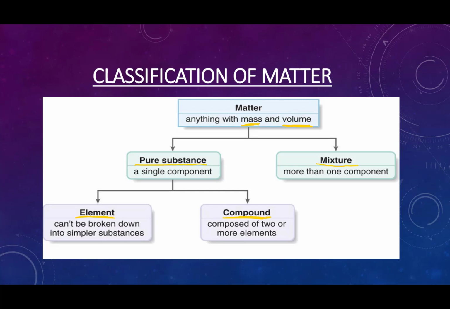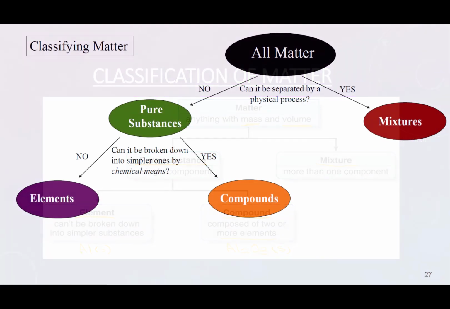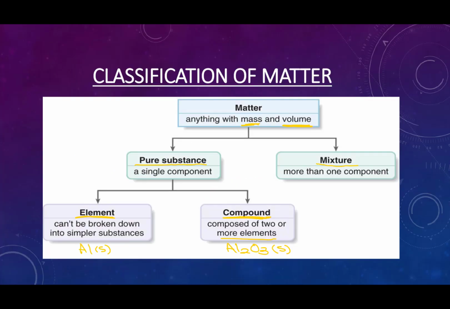Compounds are two or more elements. Like, let's see, aluminum on its own is an element, but aluminum oxide is a compound. It's made of two or more elements, and compounds are joined together through chemical bonding.